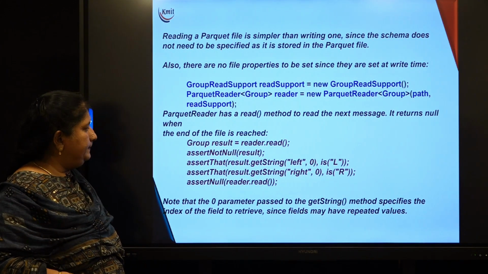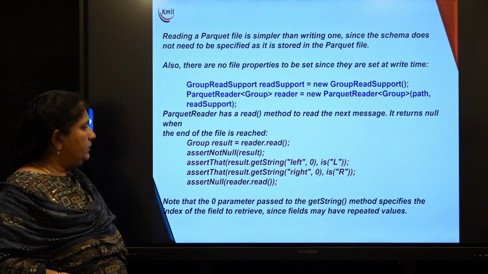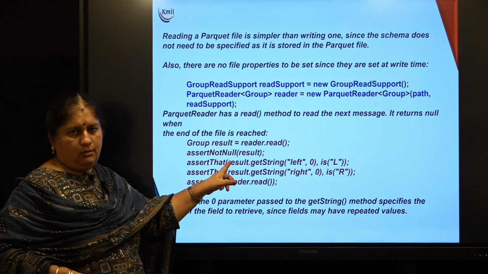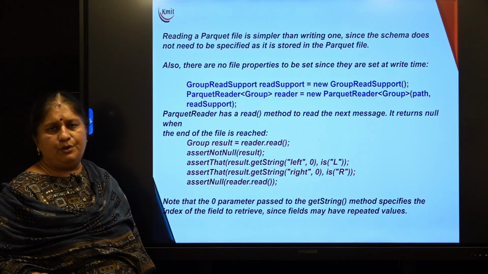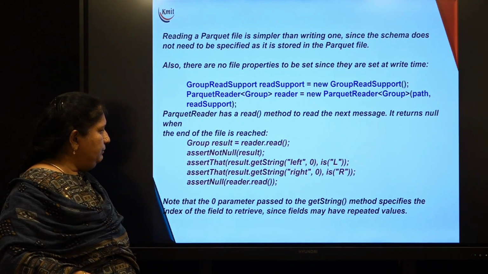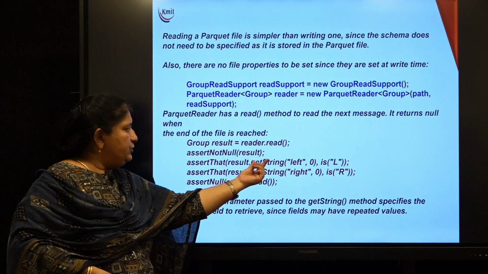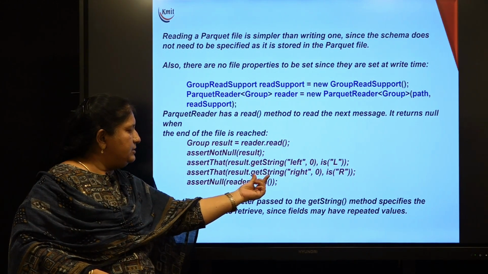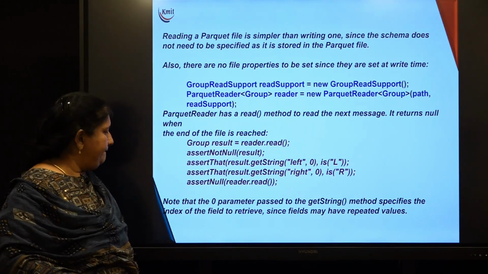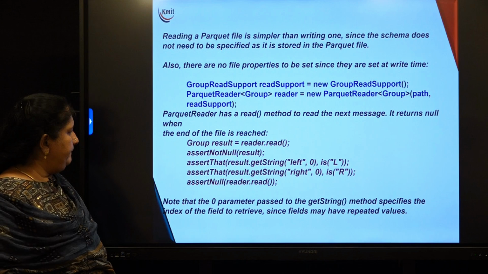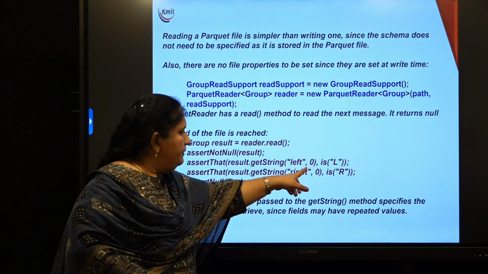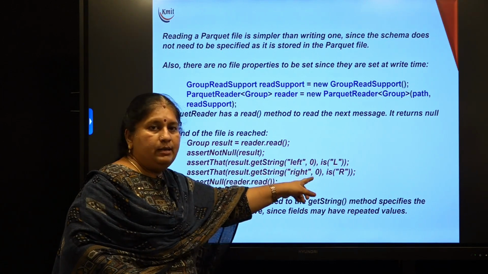How are we reading? This assert not null, you always do not want to do anything when you have encountered a null. So, you are asserting you are not reaching a null value. The first string is read into left, the second string is read into right, then you are saying reader dot read. And if you observe with left and right, we are giving a second parameter called 0.